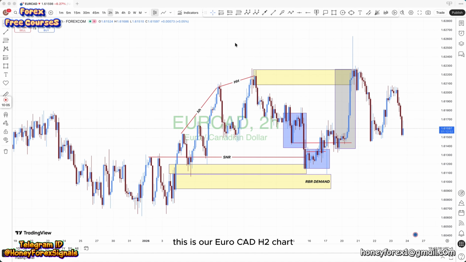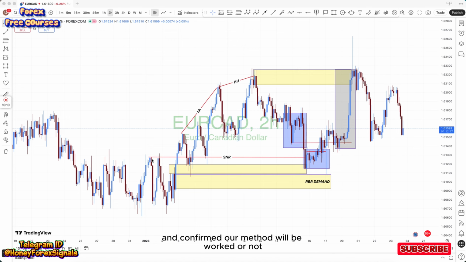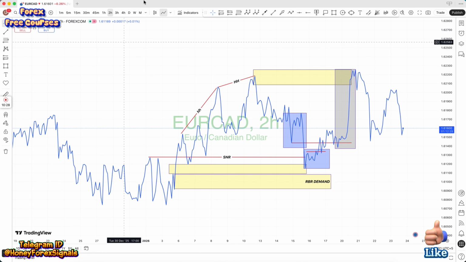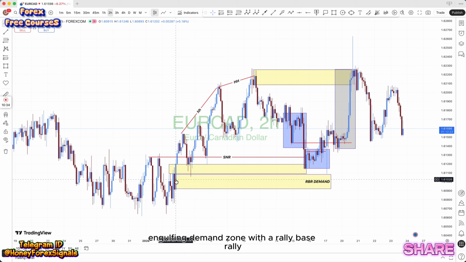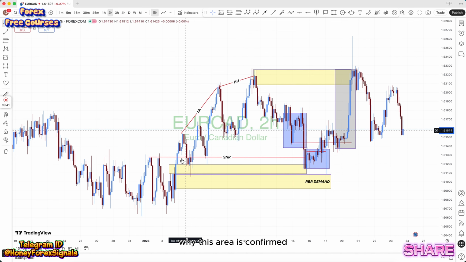This is our EURCAD chart. Look at the left side and confirm whether our method will work or not. There is a support and resistance area. Look at the line chart: support, resistance, resistance, the market breaks out with a rally base rally. We mark our bullish engulfing demand zone with a rally base rally. If we look here, resistance support. Why is this area confirmed?